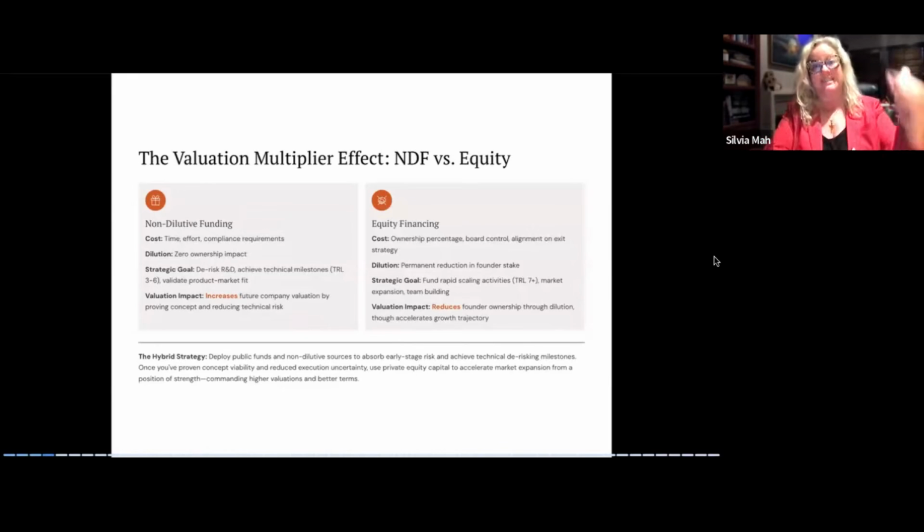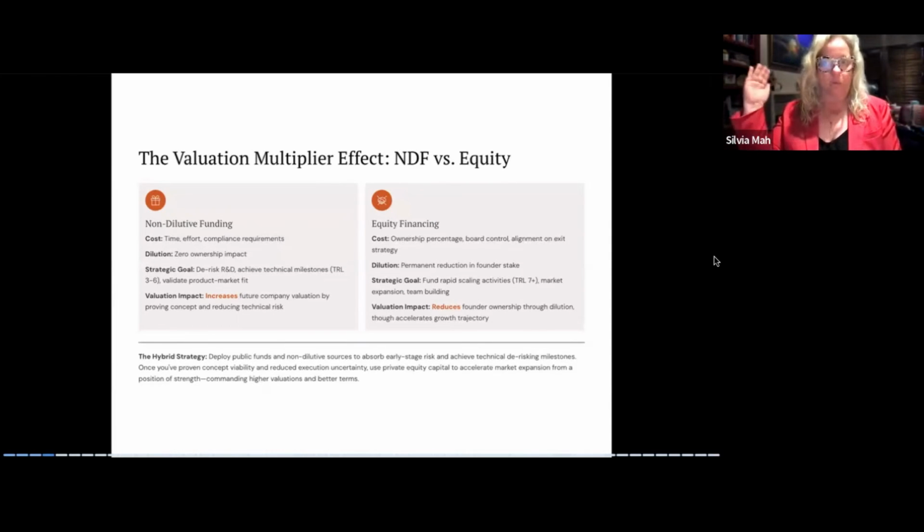The strategic goal is to de-risk that research and development and achieve those technical milestones, and then also validate product market fit. You might not be able to get to product market fit that is 100% tried and true, where you've tested it 1,000 times, no, but you will get that validation. So the valuation impact is that it increases future company valuation by proving concept and reducing that technical risk.